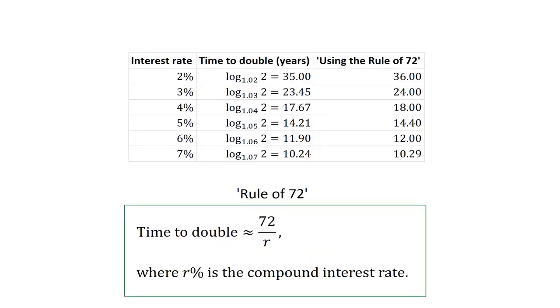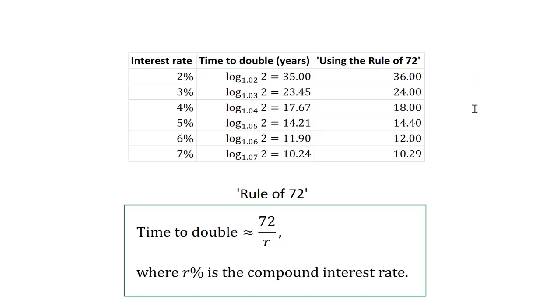So in Excel, I've calculated the time to double for various interest rates from 2% up until 7%. We see that at 2% it takes 35 years to double the money, whereas at 7% interest, of course, it takes a lot less time, about 10 years or so. It's worth pointing out that there's a nice little rule called the rule of 72, which allows for a quick calculation of doubling time in finance.